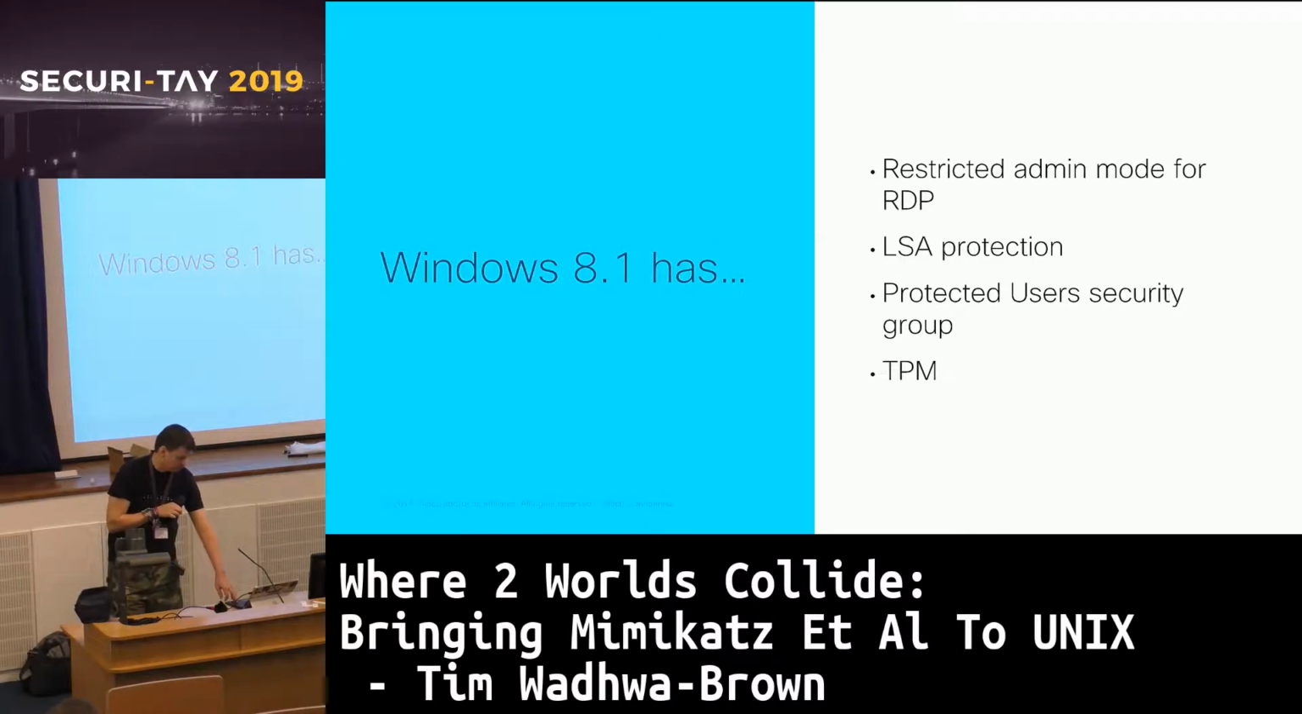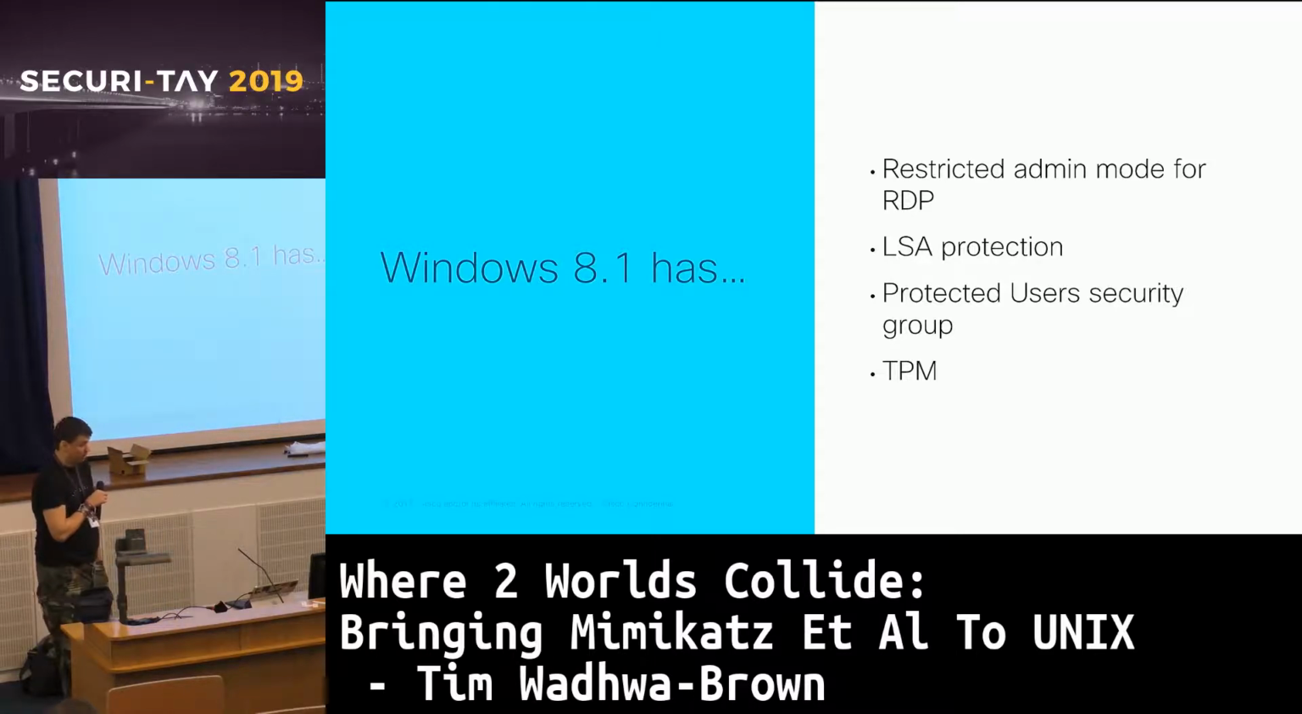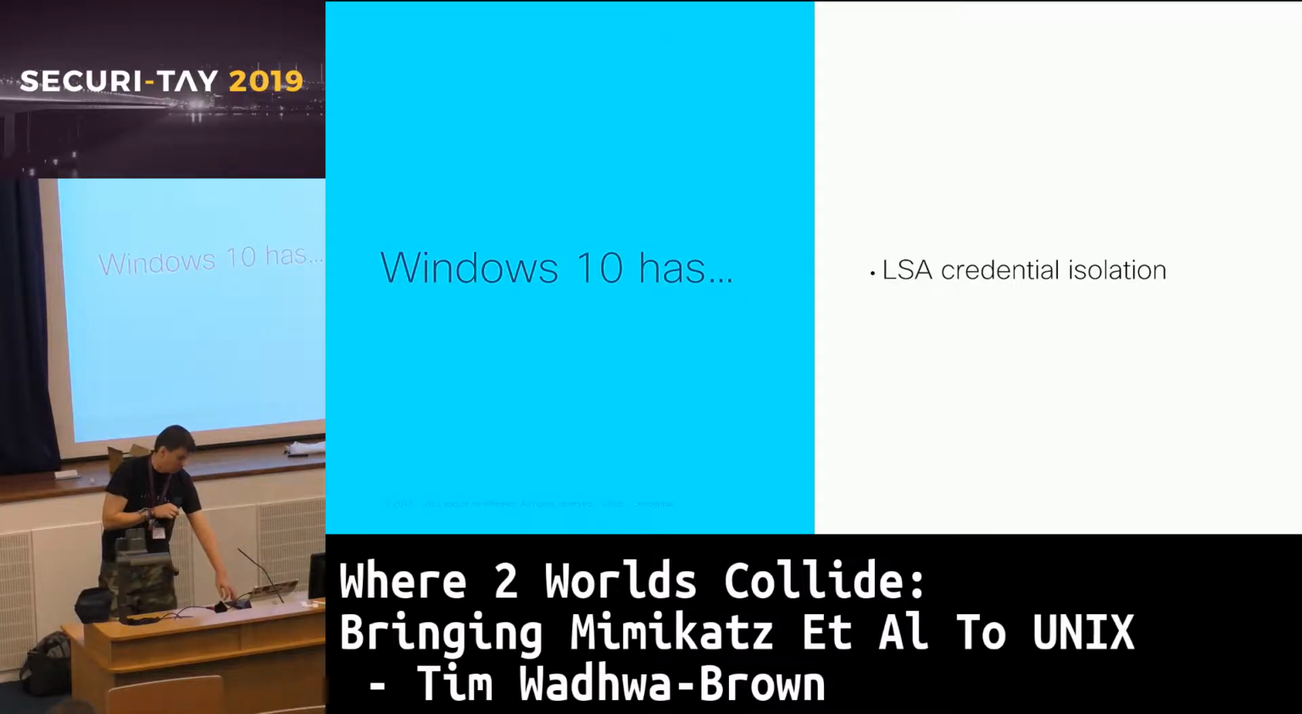Comparatively, Windows has restricted admin mode for RDP, it has LSA protection, it has protected user security groups, it has TPM. Windows 10 has even more, such as LSA credential isolation. So in Windows 10, the LSASS process, the equivalent of VASD, the equivalent of SSSD, is actually virtualized away in a separate instance of the OS. So you have a very finite set of API calls that you can leverage as a normal user to talk to LSASS to make an authentication request or to gain access to your token. You really are quite well limited.